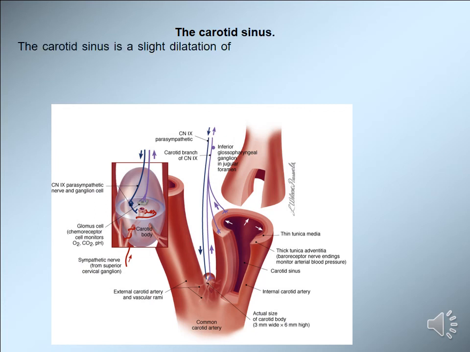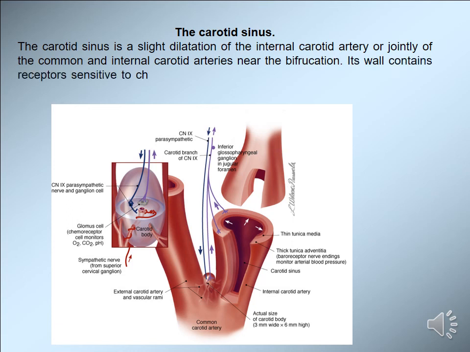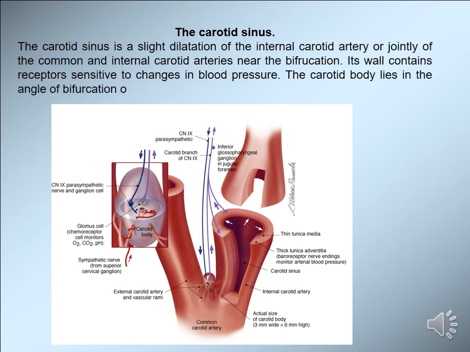Now, within the bifurcation of the common carotid artery, we have other structures, like the carotid sinus. The carotid sinus is a slight dilatation of the internal carotid artery, or jointly of the common and internal carotid arteries, near the bifurcation. It contains receptors sensitive to changes in blood pressure. The carotid body lies in the angle of bifurcation of the common carotid artery and is sensitive to hypoxemia. So it is affected by blood pressure and by the oxygen that is in the blood.